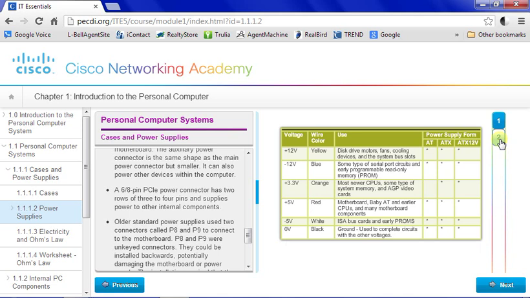And then the second sheet here explains the different color coding of the cables that are connected to the power supply. So again, you want to make sure that you read these different charts and you understand that a yellow cable indicates a 12 volt positive cable, blue would be 12 volt negative, orange is 3.3 volt, and so forth. So make sure that you do, again, look at all of these slides and you study them.